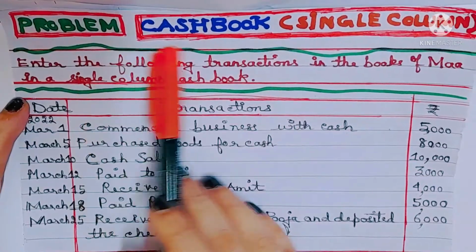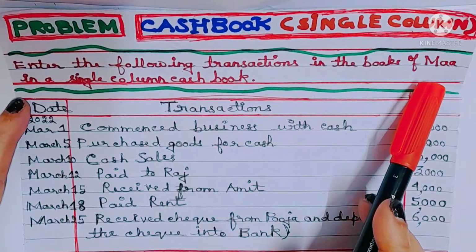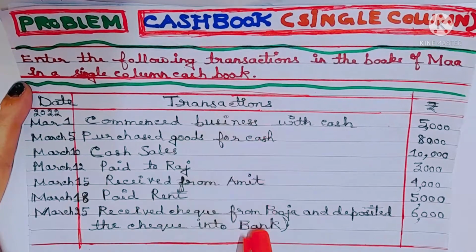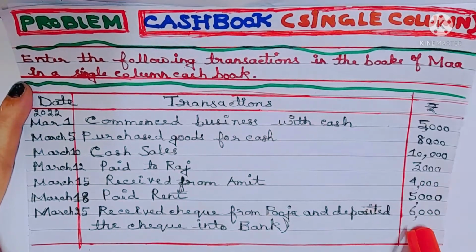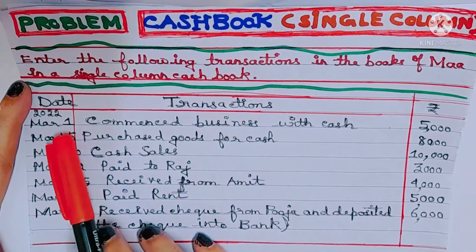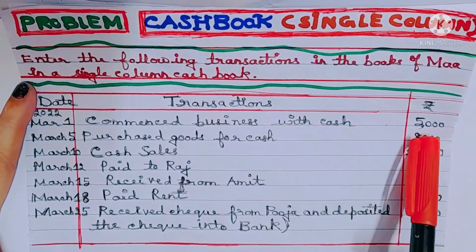So here is the problem. Cash book, single column. Enter the following transactions in the books of Ma in a single column cash book. Here is the column of date, here is the column of transactions, here is the column of amount. So what is the first transaction? The first transaction is on 1st March 2022, commenced business with cash 5,000.